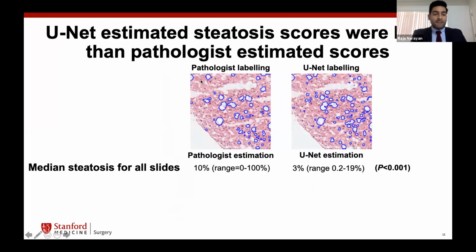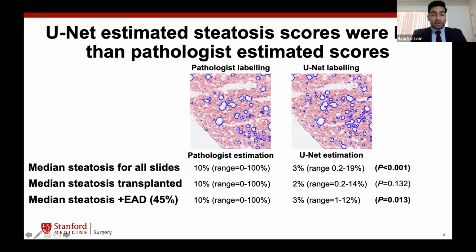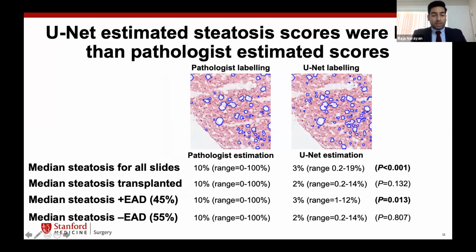We then took the UNet platform steatosis scores and compared them to the steatosis scores from the pathologist, and found that the median steatosis scores by the UNet platform were significantly lower than that of the pathologist. When looking at only those scores by the slides that were transplanted, there was no significant difference here. When looking at those that were transplanted and developed early allograft dysfunction, again, the UNet platform scores were significantly lower, and there was no difference between the transplanted slides that did not develop EAD.